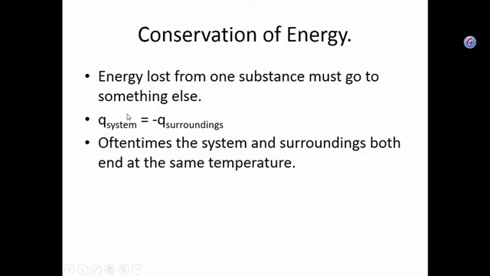So we can define a system and surroundings as two things in contact with each other where heat is flowing. And as we'll see, we often will have the system and surroundings end up at the same temperature, so they will have the same final temperature. You'll notice there's a negative sign here. Anytime you have Q of one equals Q of another, you'll have a negative sign because one thing is losing and one thing is gaining. So the negative sign is helping us to keep track of that.